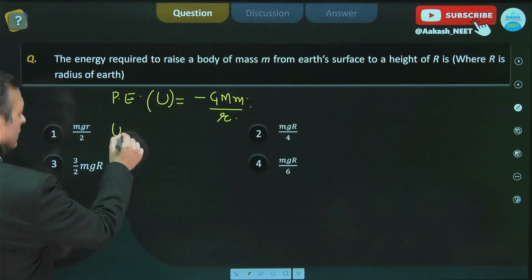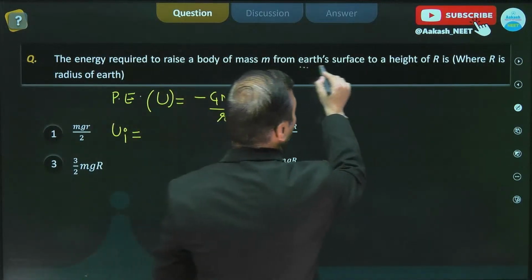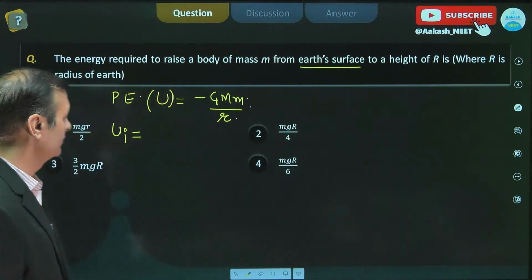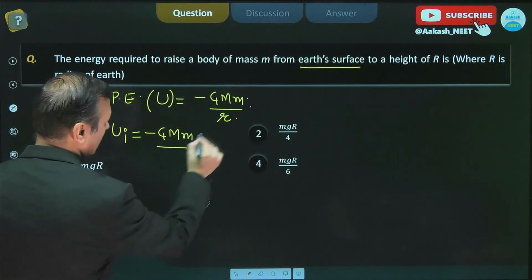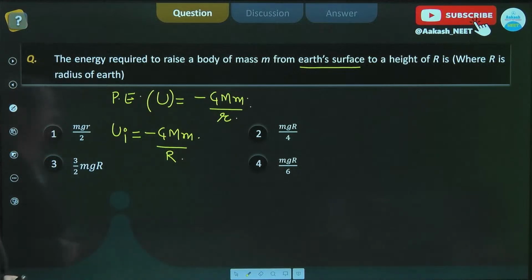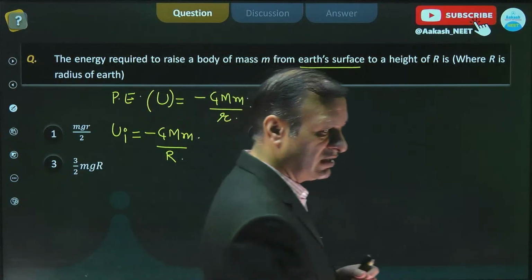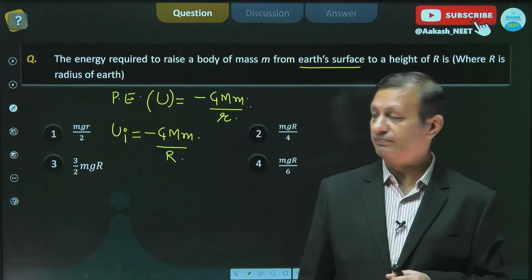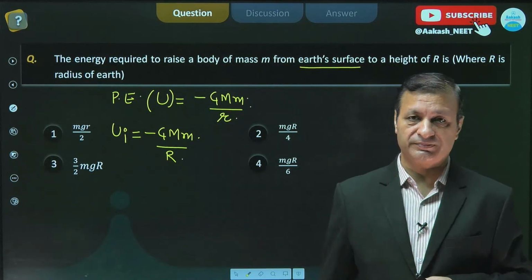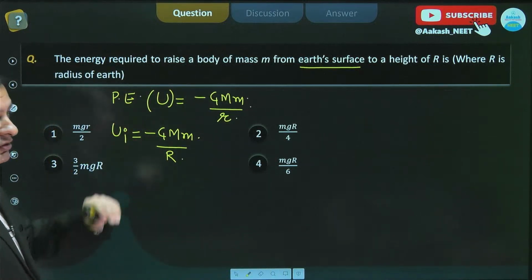So what is the initial potential energy? Initial potential energy is when the body is at the surface. So this r is taken as the size of the Earth when the body is situated at the surface of Earth. So this is the initial potential energy of the mass m. Any doubt from this part? Initial potential energy when the body is situated on the surface.